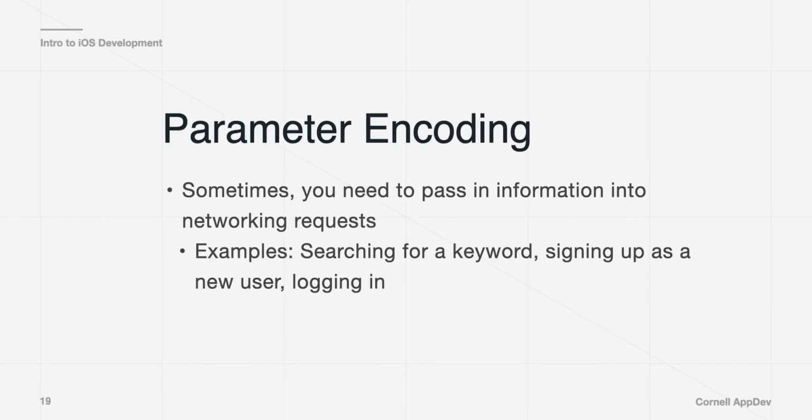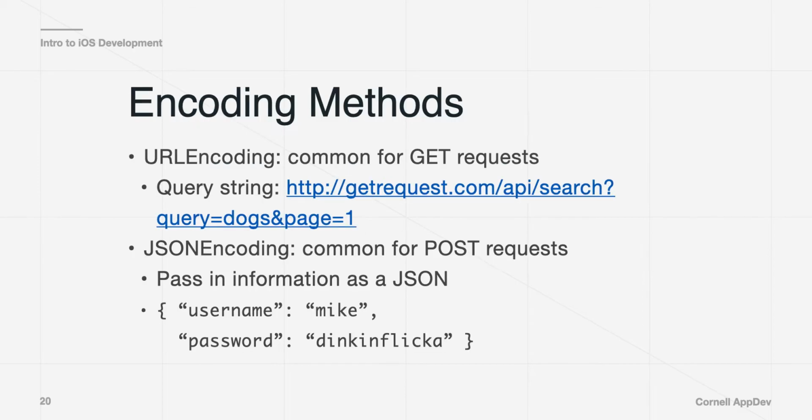Sometimes you need to pass information into networking requests. For example, if you're searching something on Google, say dogs, when it makes a networking request, it needs to know what you're searching for. Or signing up for an account as a new user, the networking request needs to know what your new username and password are. Or logging in, it needs to know what your username and password are to check against the value that it has in the database.